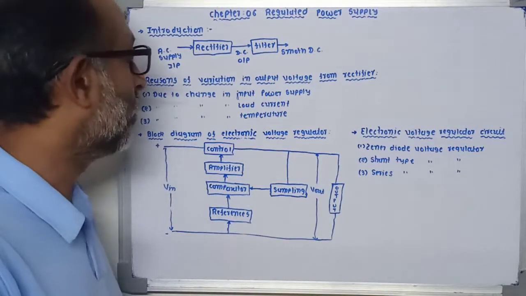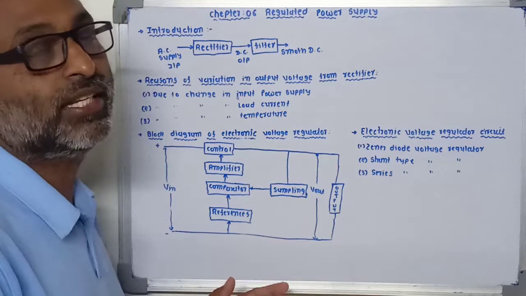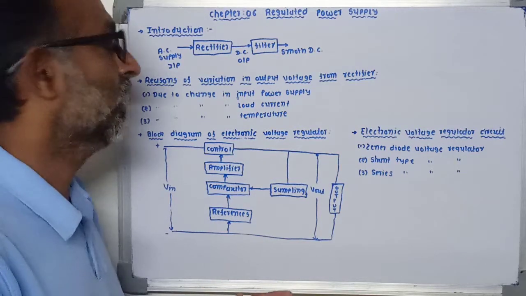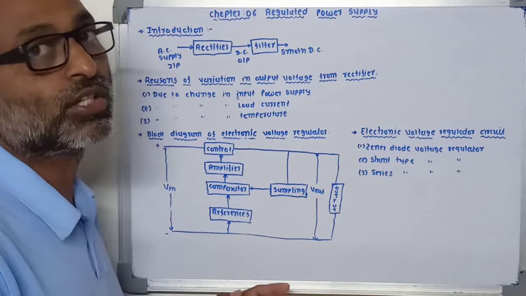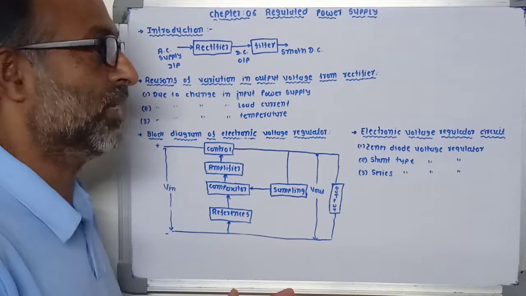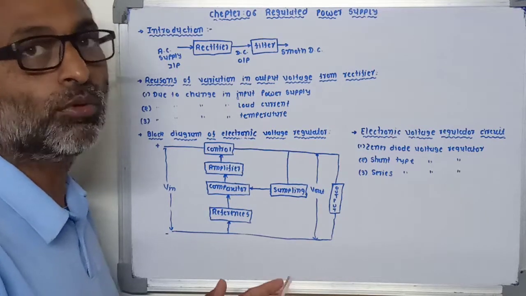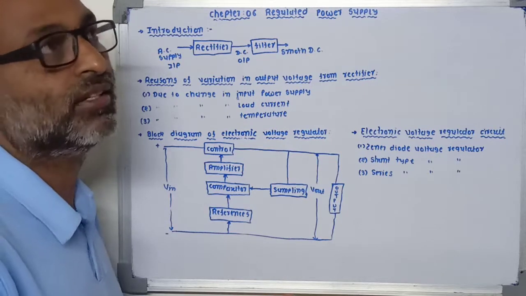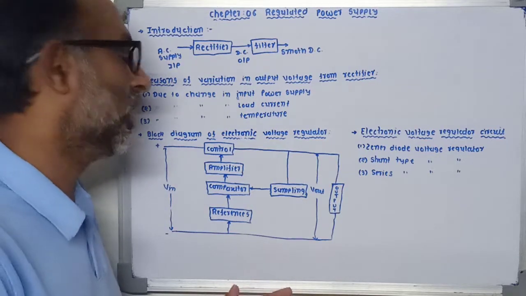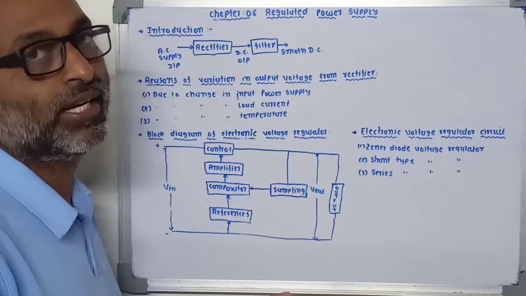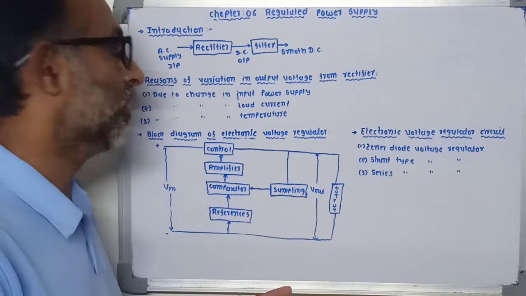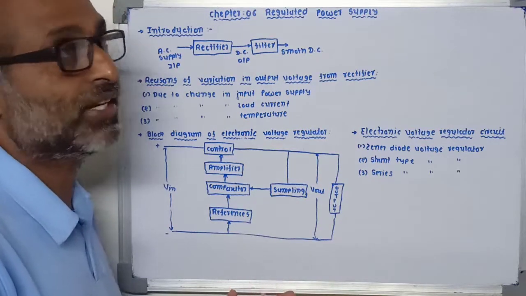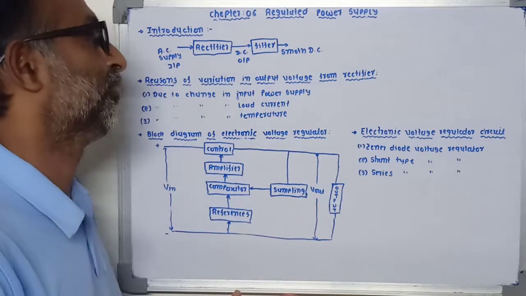And next, control element. Now the control element is controlled by the amplifier, and the output voltage is controlled by the control element. So when the output voltage of the rectifier increases for any reason, the voltage drop in the control element also increases, so that the output voltage of the rectifier remains constant.